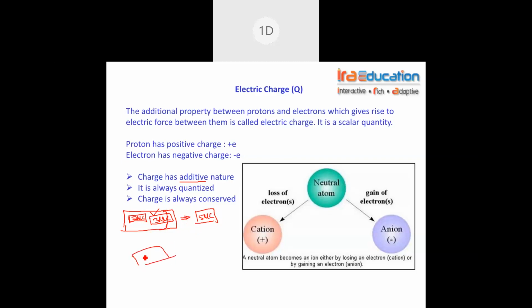Suppose there is another system. I'm giving Q1 of 1 microcoulomb, Q2 of 7 microcoulomb, Q3 of minus 2 microcoulomb. Totally you're saying there is 6 microcoulomb over here because you're adding. Actual algebraic addition is being done. Why is algebraic addition being done? Because charge is a scalar quantity. If any quantity is a vector quantity, you cannot go for algebraic addition.